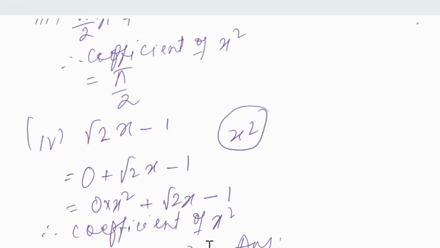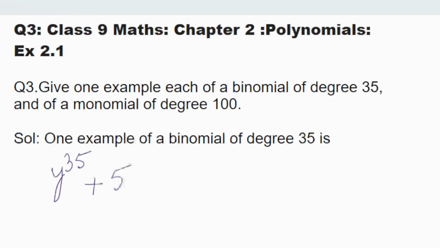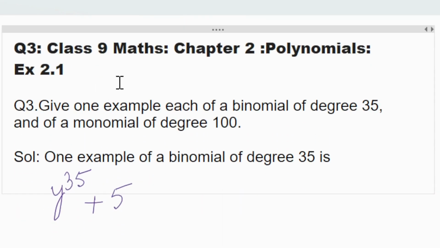After this, let's do question number 3, exercise 2.1. Give one example of each of binomial. I have to give an example of a binomial. What is a binomial? Having 2 terms is called a binomial. And the degree, as we know, is 35, the highest power should be 35. So one example of a binomial of degree 35 is this one. This is my answer.